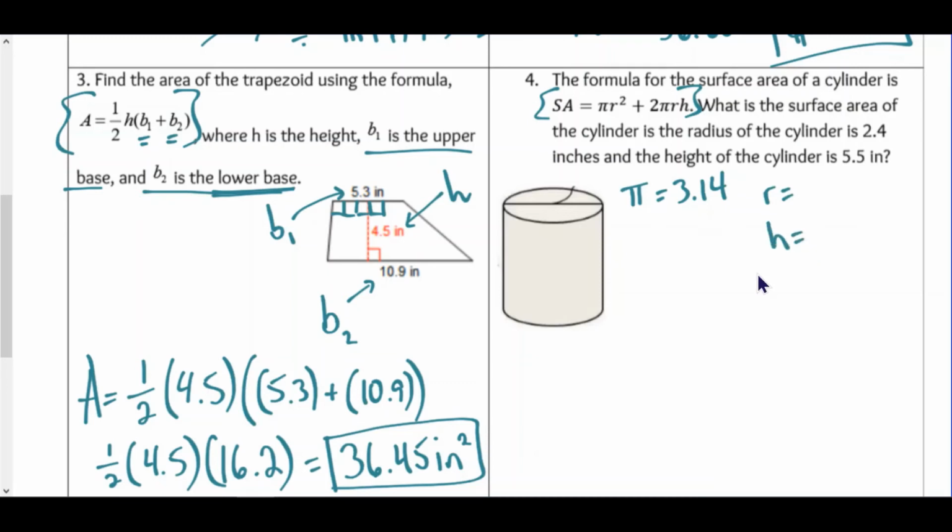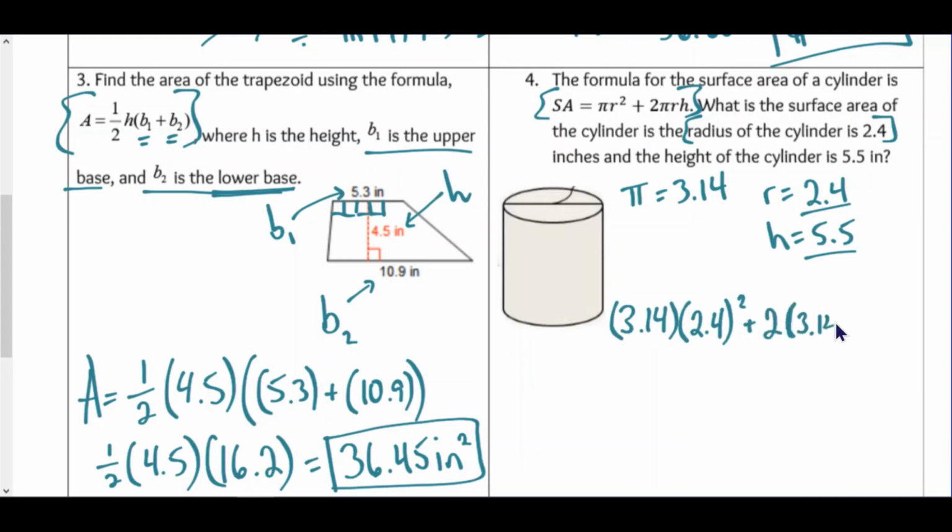So I'm just going to read that question. What's the surface area of the cylinder where the radius of the cylinder is 2.4 and the height of the cylinder is 5.5. So really now I have all of my values for those variables to substitute in. I'm going to take those two numbers, and actually I'm going to take 3.14 and plug it in there too. And then I'm going to follow order of operations to simplify this.